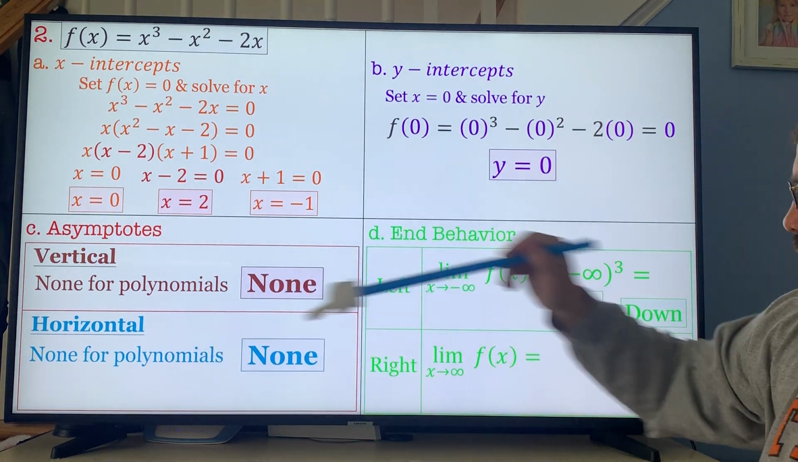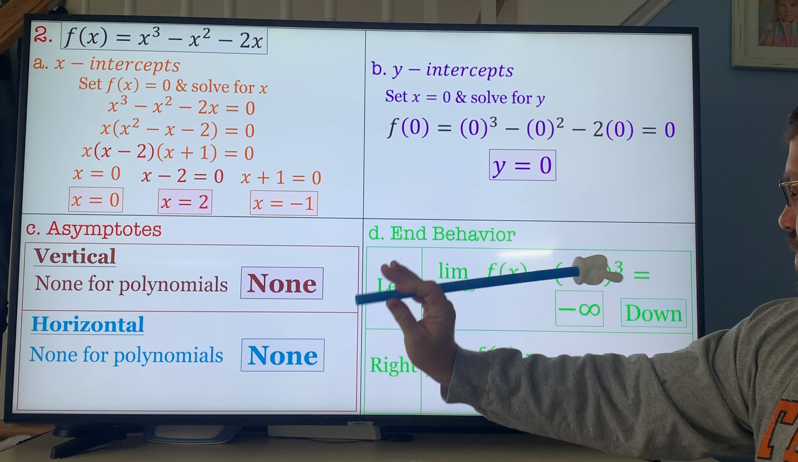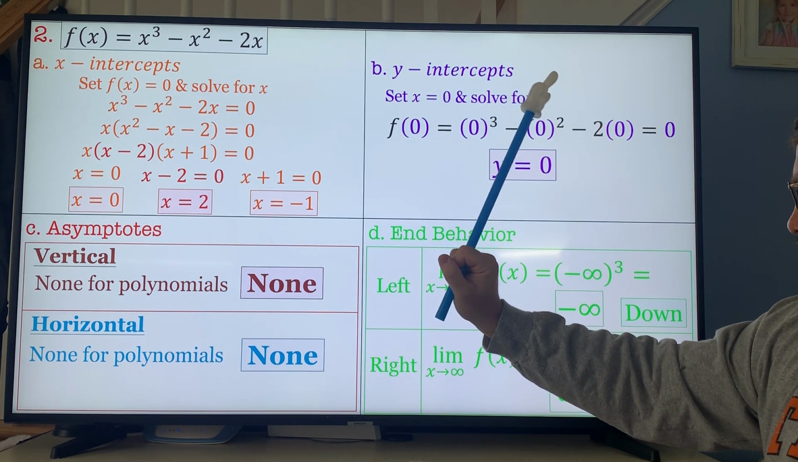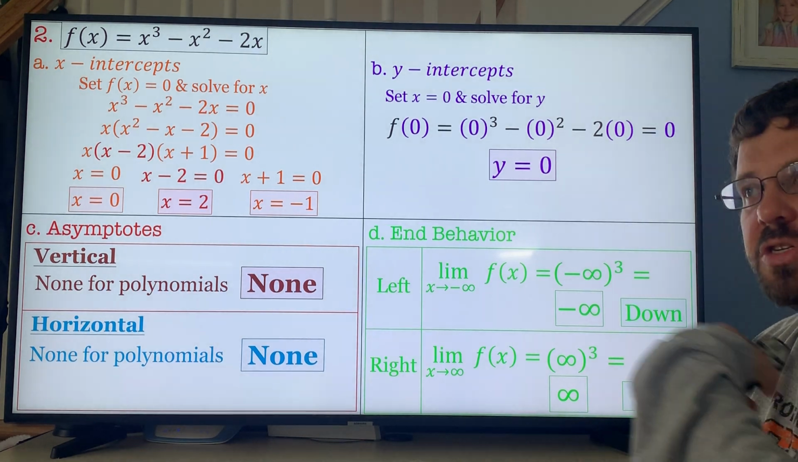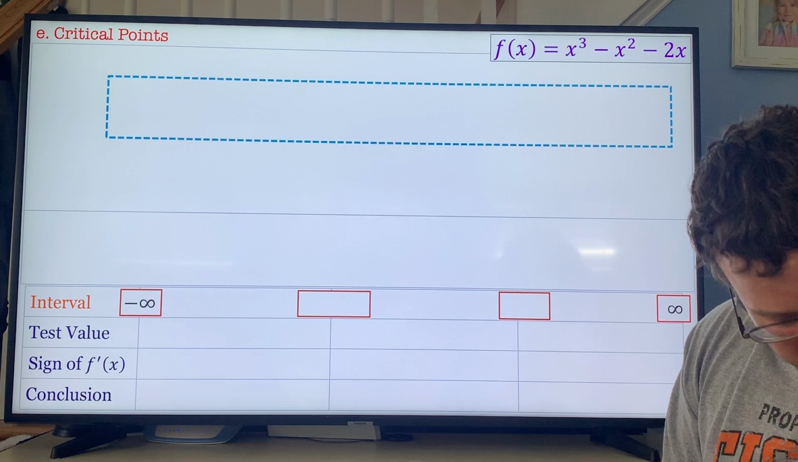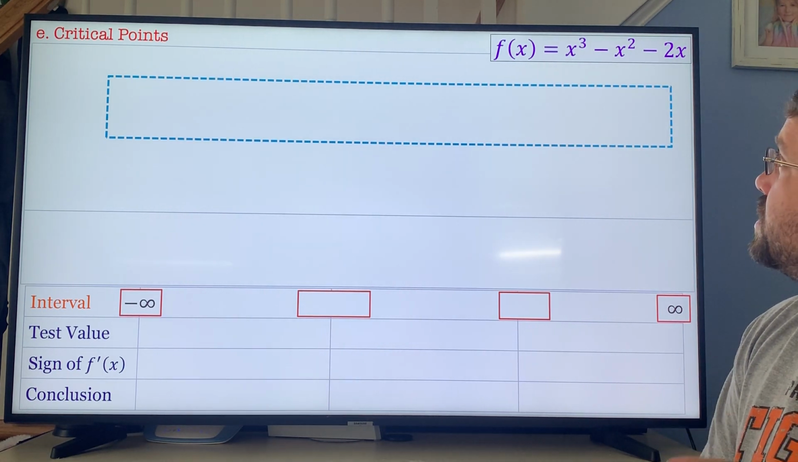Right, that's the one endpoint. Positive infinity: as we go this way, infinity to the third power is positive infinity, so the graph is going to finish going up. So there you go, you've got a bunch of good starting points for your graph. Now we go into the critical points. Now this one's a little more difficult. Why don't you guys attempt this?